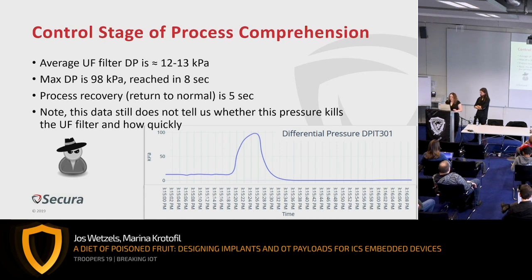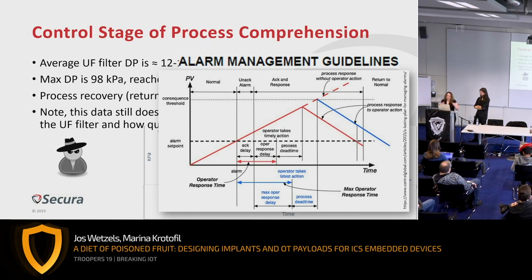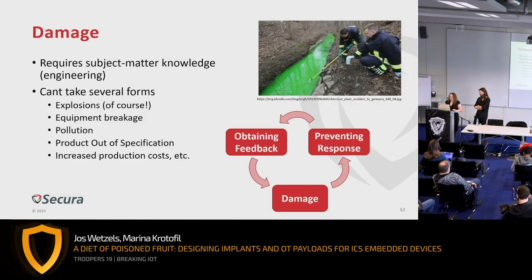So for example, in case the breakage is instantaneous and we know how the alarms are configured in the plant, it is expected that the operator will have that many milliseconds to take a decision, understand the situation, and react. And if this time is smaller or larger than the time we need to kill the filter, then we don't need to spoof this value because we will be faster than the operator can react. So now you understand the importance of the control stage.